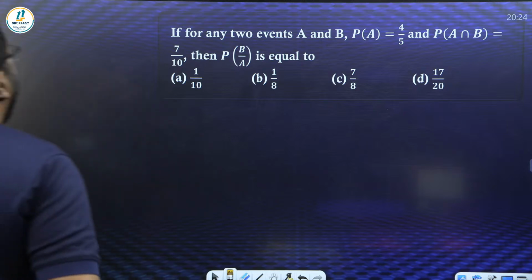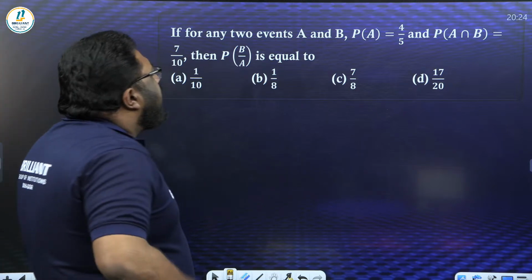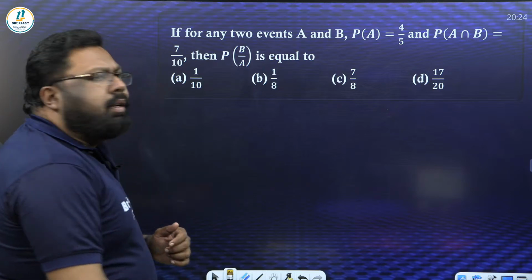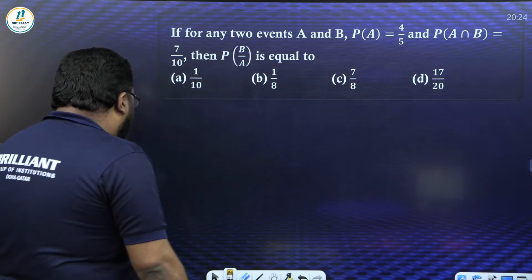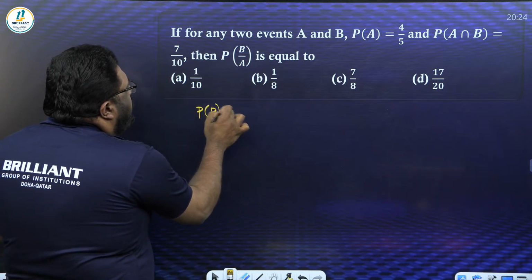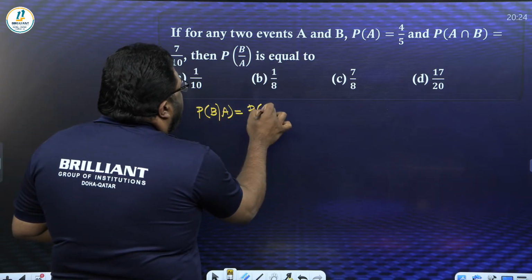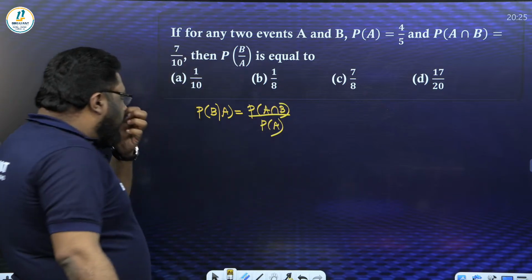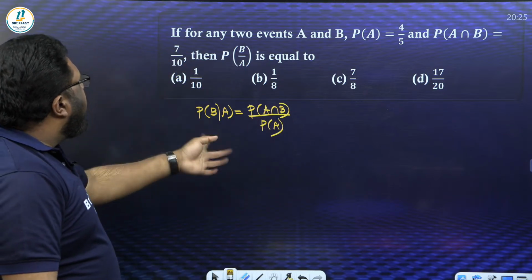Okay, if for any two events A and B, P of A is equal to 4 by 5 and P of A intersection B is equal to 7 by 10, then P of B by A is equal to what? P of B by A is equal to P of A intersection B divided by P of A.